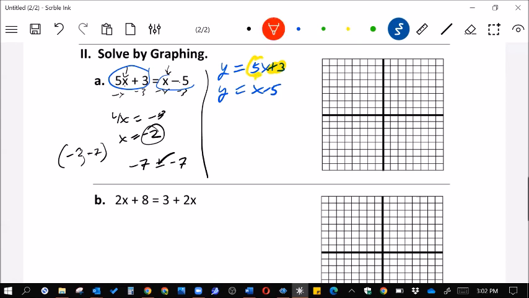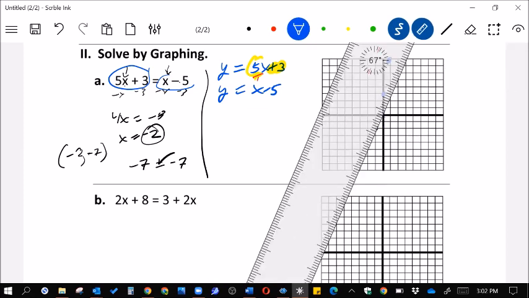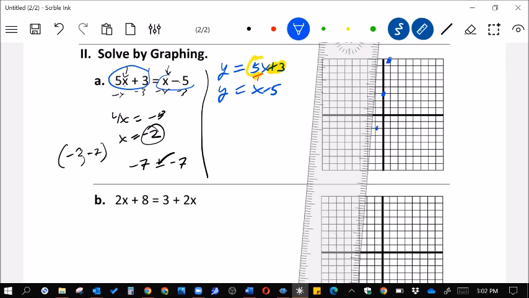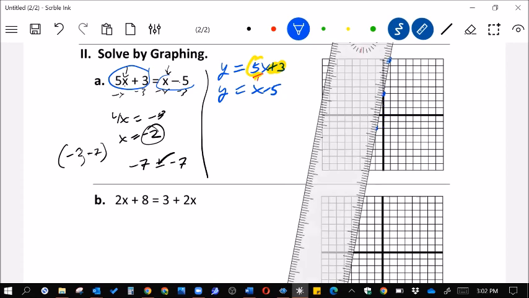So let's do that first here. Go to a positive 3 and a slope of 5 over 1. Okay, so 1, 2, 3, 4, 5, and over 1. Then 1, 2, 3, 4, 5, and over 1. See if I can get that reasonable there. I think that's reasonable.